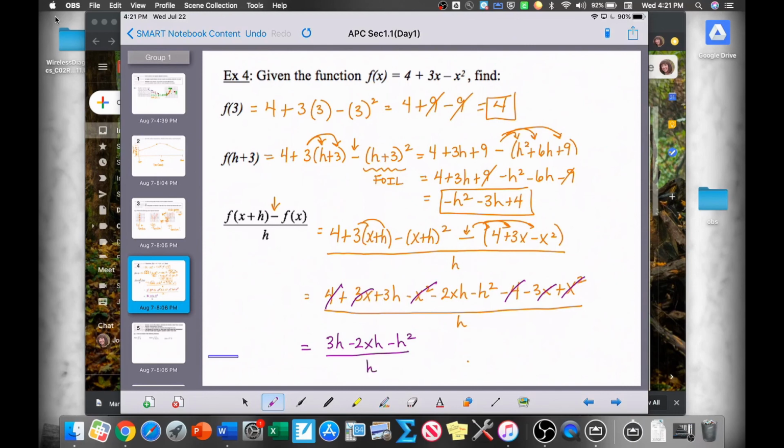Now hopefully something is jumping out at you here, and that's the fact that all three of these terms contain an h. So if I factor an h out of my numerator, then I have 3 minus 2x minus h all over h. And I can go ahead and do some reducing. So I end up with 3 minus 2x minus h as my final answer to this problem.